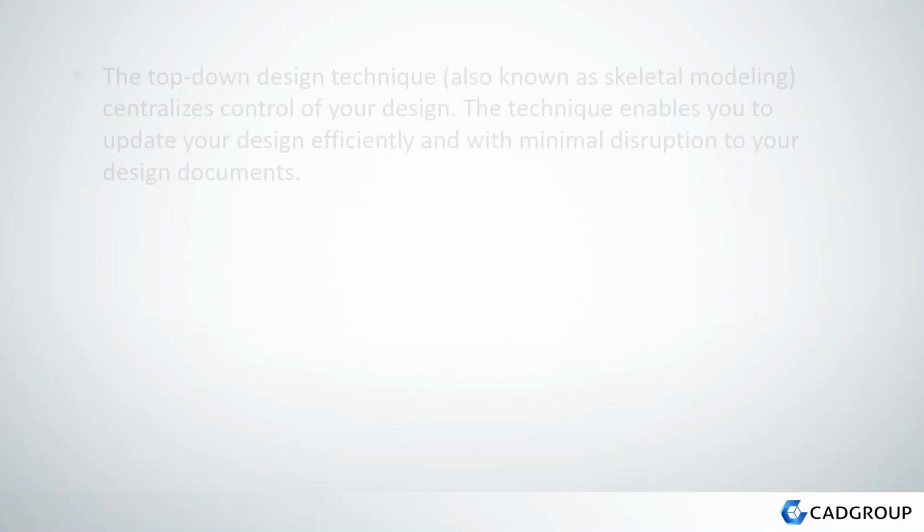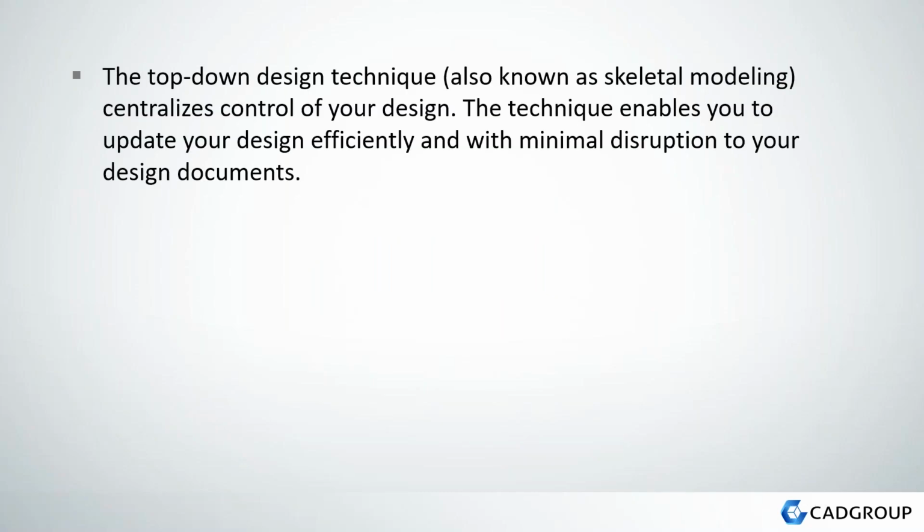All right, now let's talk about top-down design. It's a technique also known as skeletal modeling. It's also known as the master part method or master sketch method. What this means is that top-down design, or top-down modeling, allows you to centralize the control of your design. So effectively, you're trying to control your design within just one component, and that single component can drive multiple components in your assembly. That way, when you're controlling just one component, everything else effectively starts to fall into place.